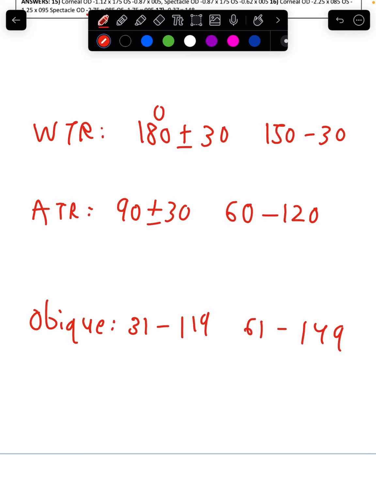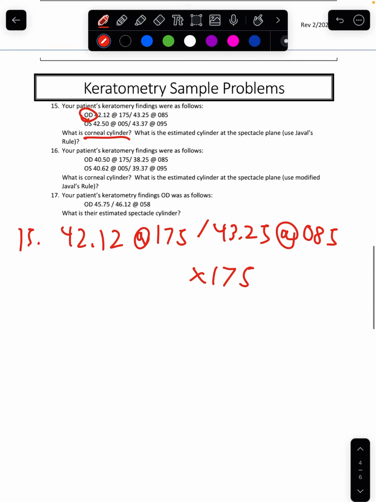Against the rule is 90 plus or minus 30. That's a little bit easier. It's 60 to 120. And then oblique is just whatever falls outside of those ranges. So 31 to 119 and 61 to 149. In this case, 175 is within 30 of 180. So we know this is with the rule. That's more important for when you're figuring out spectacle sill.